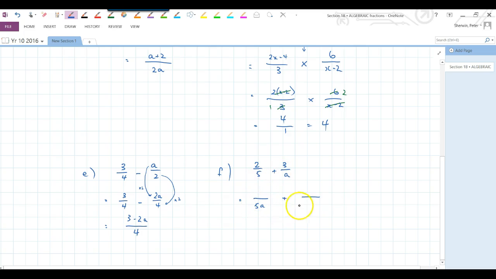So 5a is a common multiple here, and that's what we're looking for, just like we looked for a common multiple here, which was 4. So 5a goes under here. So what goes on top? Well, the denominator's been multiplied by a, hasn't it? So let's do the same to the numerator. What's the denominator been multiplied by here? From there to there, it's been multiplied by 5. So let's do the same with the 3. 3 times 5, 15.